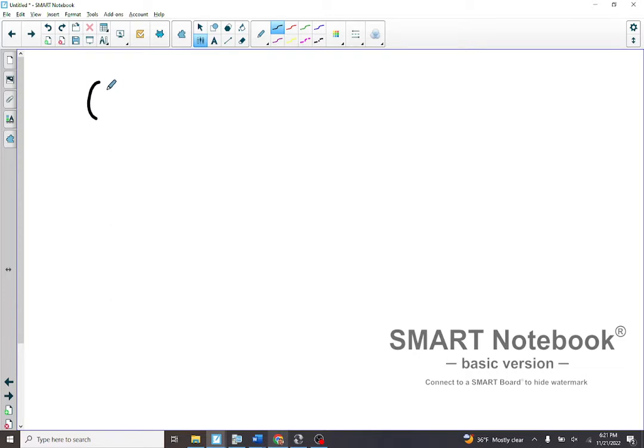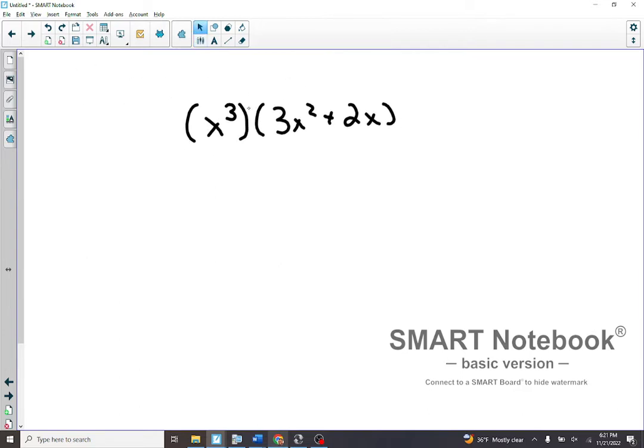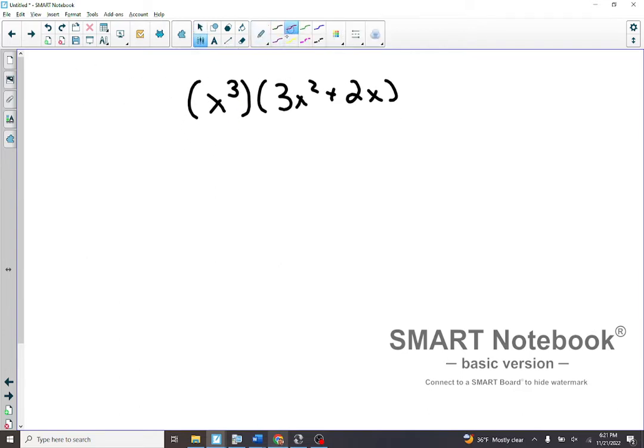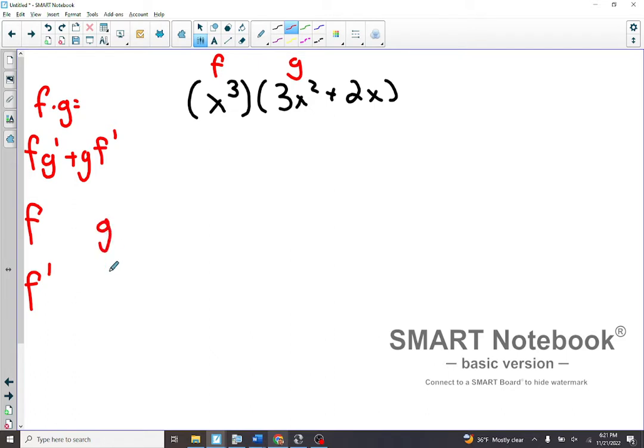Now you could have something like this. Let's do x to the 3rd times 3x squared plus 2x, let's say. So in this situation, you have two ways to do it. You could do the method I just said, the product rule: f times g equals f g prime plus g f prime. Which means this would be f and this would be g. So f and f prime, g and g prime.